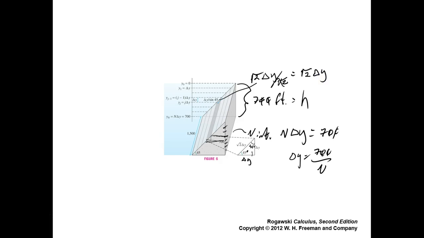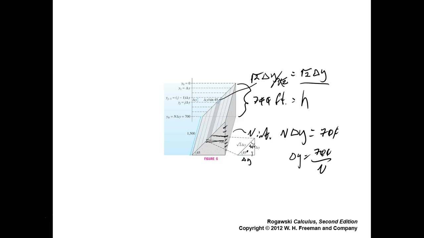So the area of each strip is the length of the strip, which is 1,500, times the width of the strip, which is this thing. And as usual, we approximate the force on the jth strip. Now, the term we used before, rho g, that rho was mass density, so you had to include the g in it. This is a weight density. You don't need it. You just use your 62.4.